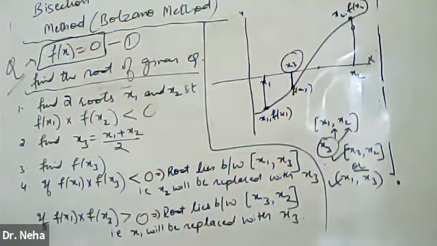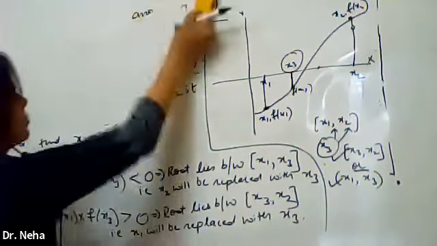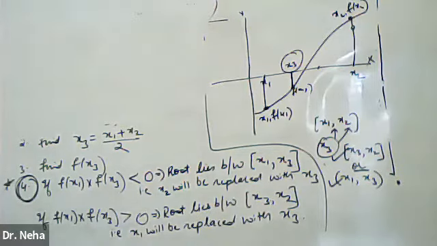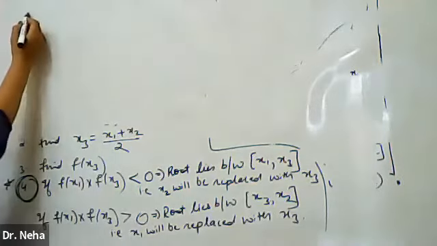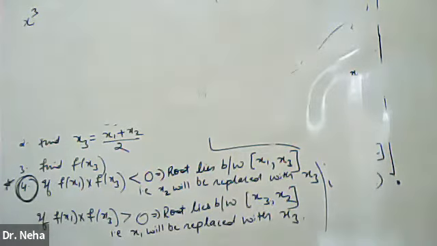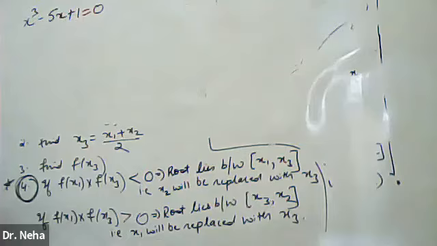Now let's start with one example. Perform 5 iterations of the bisection method to find the root of the equation x cube minus 5x plus 1 equal to 0. Mark it with a star. Step number 4 is very important.